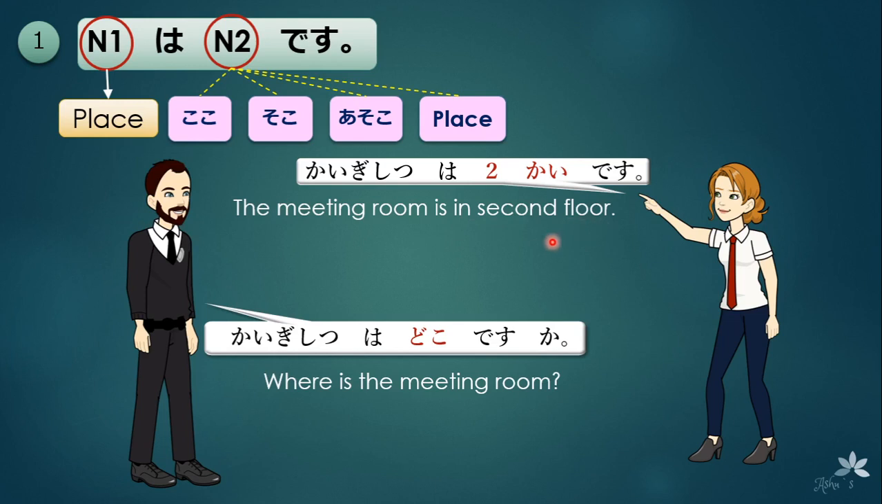Did you understand, friends? Either you can say koko, soko, asoko, or you can put another place in N2. In this case also, we can drop the kaigishitsu in the answer and just say nikai desu. Second floor.